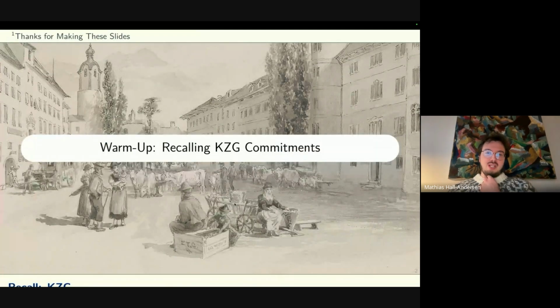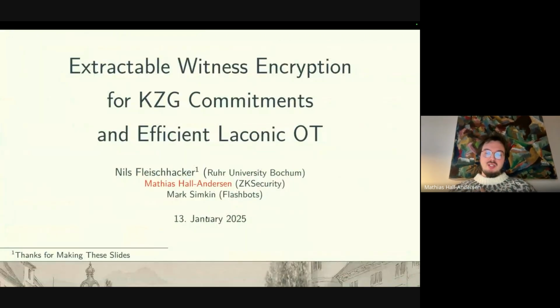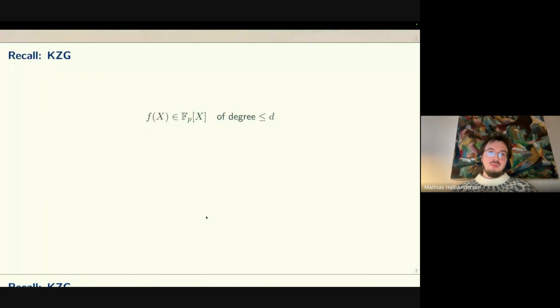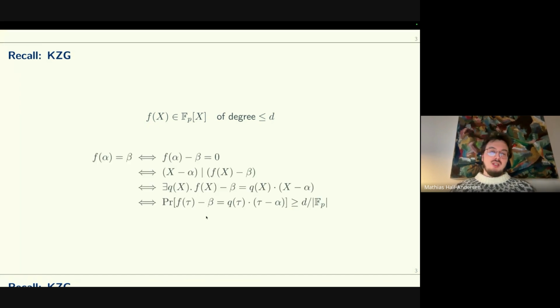Before we get to the core of the talk, let's start by recalling how KZG commitments work. Obviously the title has KZG commitment in it, and it will be instructive to recall how exactly KZG commitments work, and just as importantly, why they work. A KZG commitment is a type of polynomial commitment. You have some polynomial in a field of some degree.